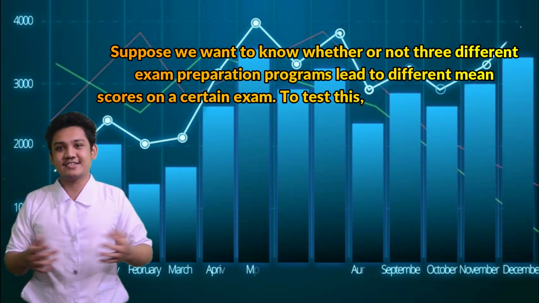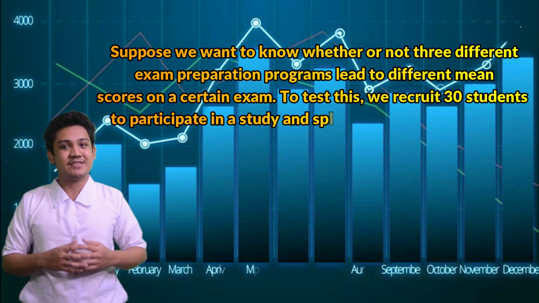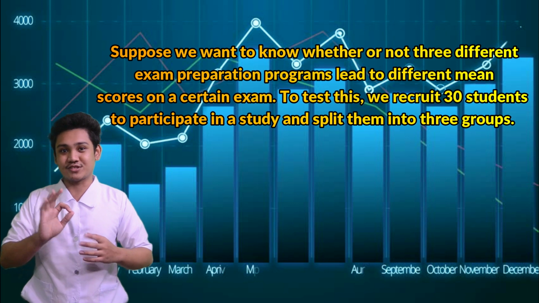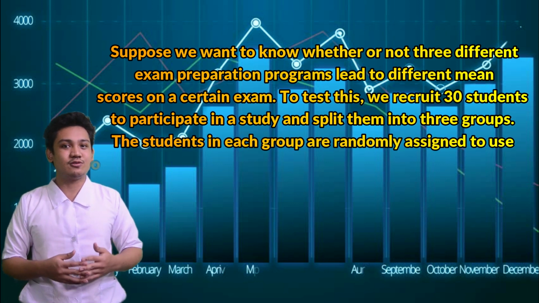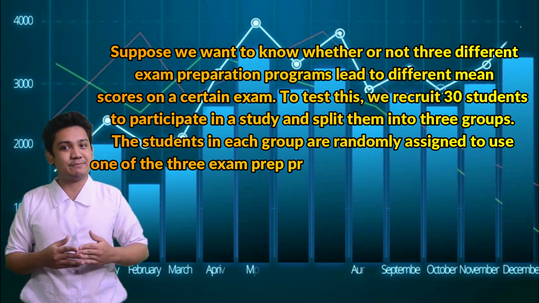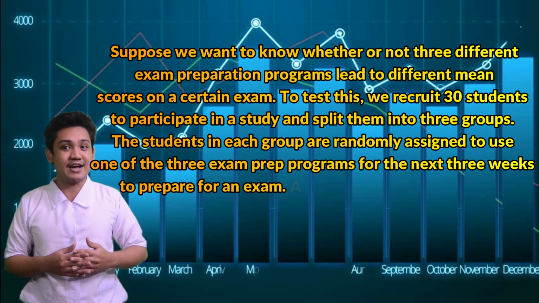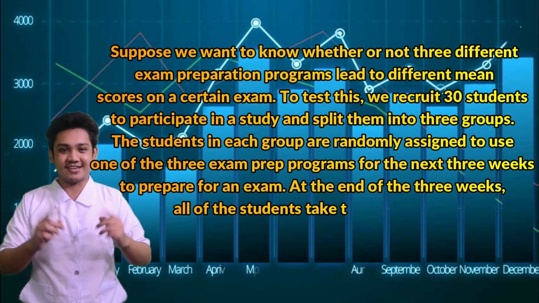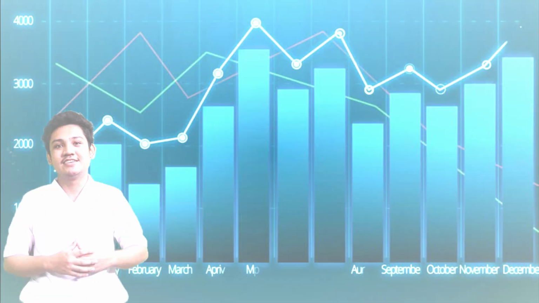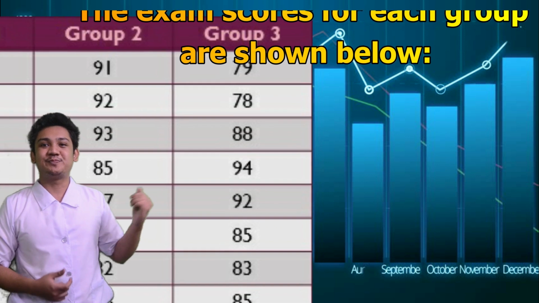To test this, we recruit 30 students to participate in a study and split them into three groups. The students in each group are randomly assigned to use one of the three exam prep programs for the next 3 weeks to prepare for an exam. At the end of the 3 weeks, all of the students take the same exam. The exam scores for each group are shown below.